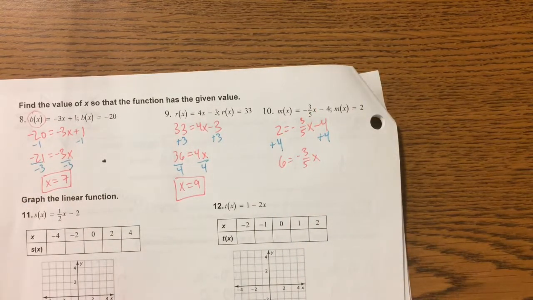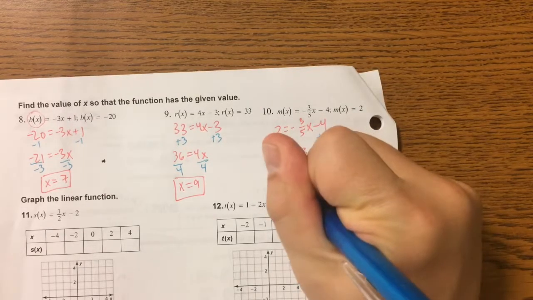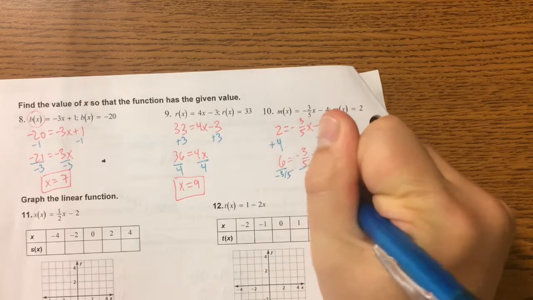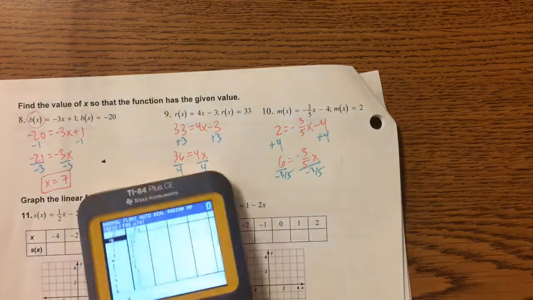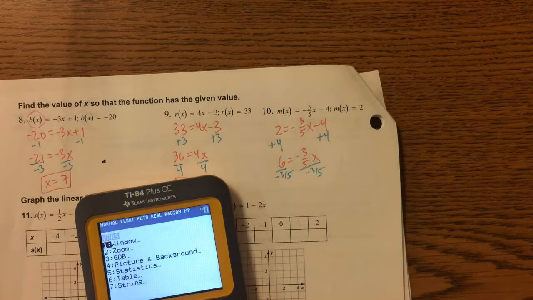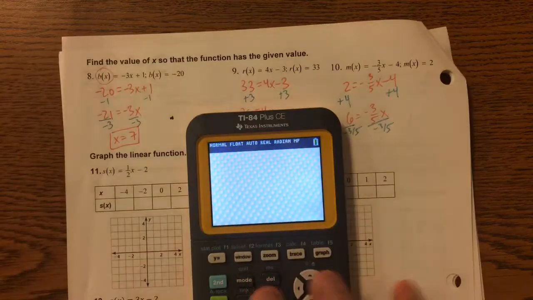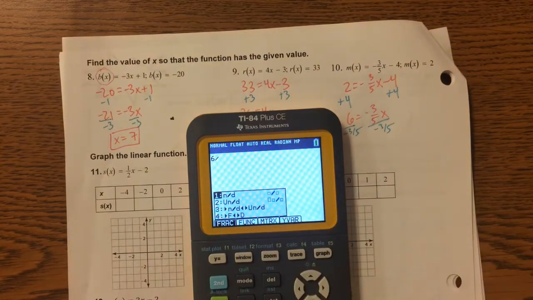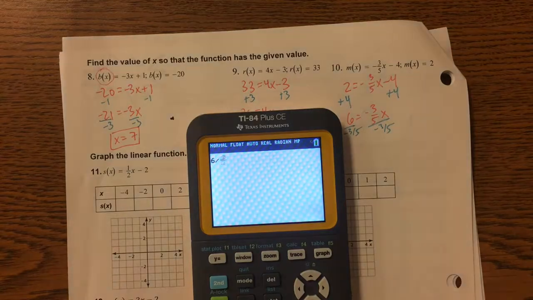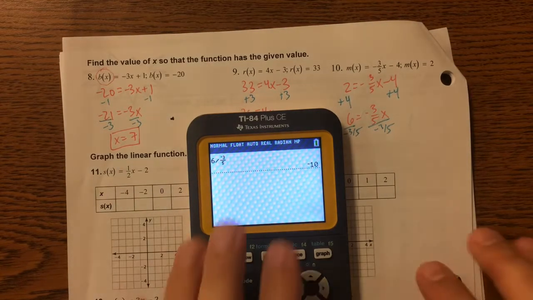And then this is where I'm going to break out the calculator because I want to divide by negative 3/5. And I don't want to make a mistake. So let's see. 6 divided by, then I'm going to do alpha y equals to get my fraction set up. Negative 3/5. Hit enter and I get negative 10.